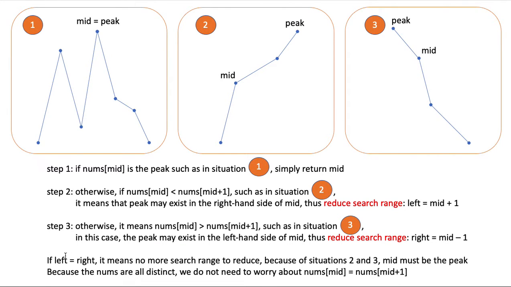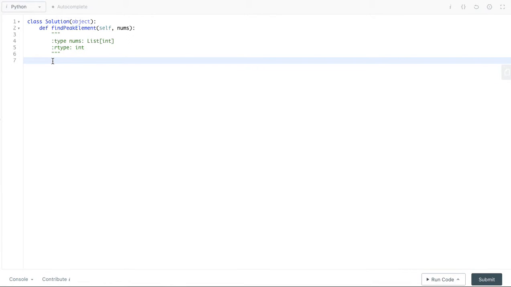Importantly, if left is equal to right, it means there's no more search range to reduce. And because of situation 2 and 3, mid must be the peak. Also, because the nums are all distinct, we don't need to worry about the situation when two numbers are the same. With the background introduced, now let's write the code.